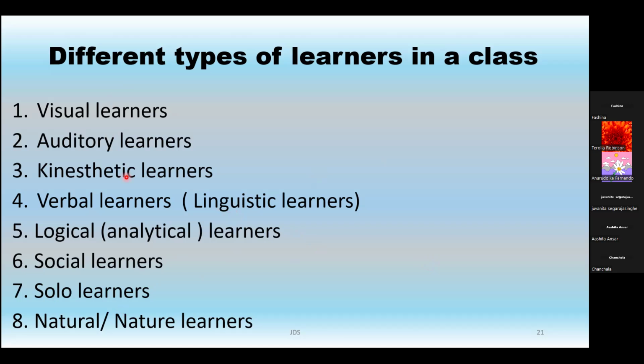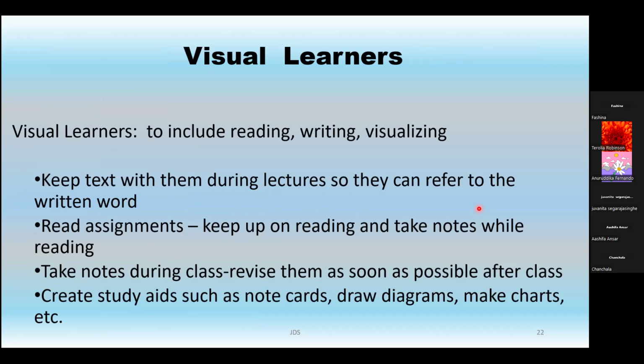So just go through these different types of learners once again. Basically, there are 8 types of learners according to your syllabus. There are 8 different types of learners in a class. Just read it. Look at visual learners.